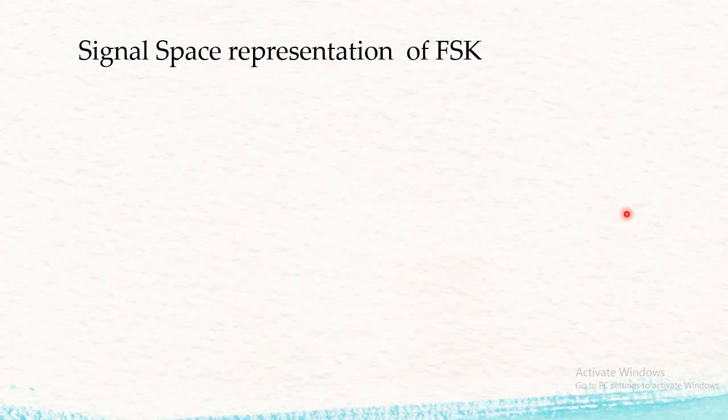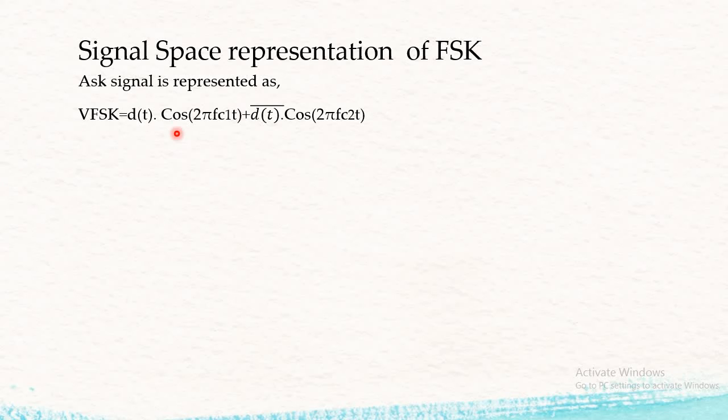Signal space representation of an FSK. An FSK signal is represented as d(t) cos 2 pi fc1 t plus d bar(t) cos 2 pi fc2 t. Now we know the equation for the power. Power is given by A squared by 2, which equals E by TB, where TB is the time period for one particular bit and E is the energy carried per bit. So your A is written as the square root of 2E by TB.